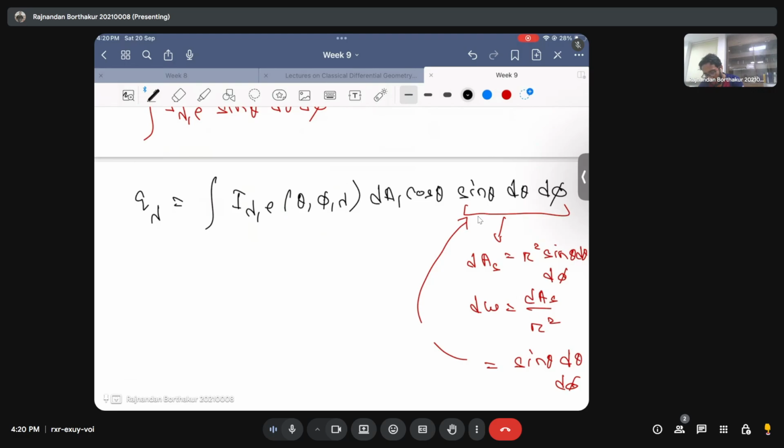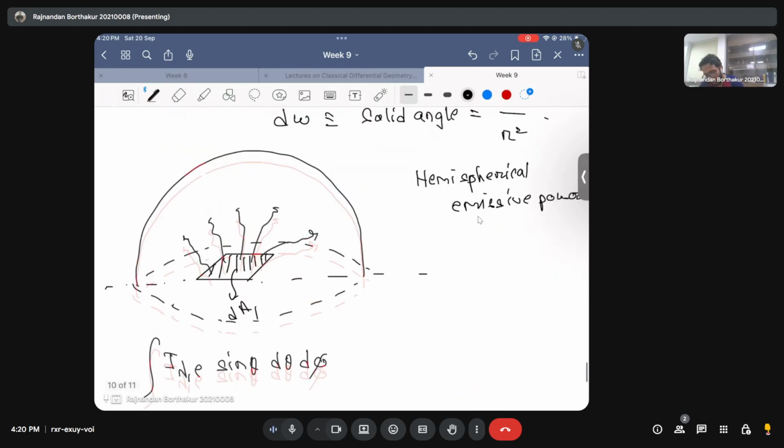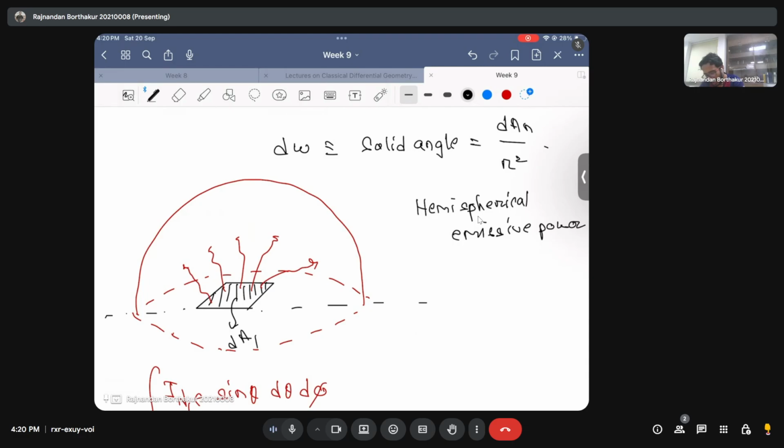So I hope you understand that this integration needs to be carried out from theta equal to 0 to pi by 2, and phi varies from 0 to 2 pi. The reason we do this is to encompass an entire hemisphere. I hope you can understand that your z direction is something like this.